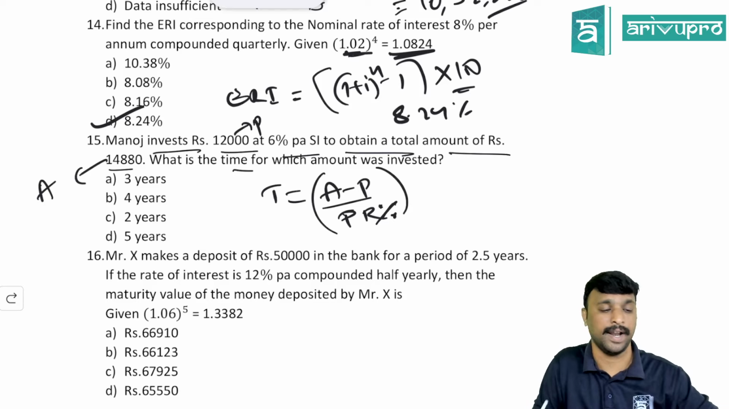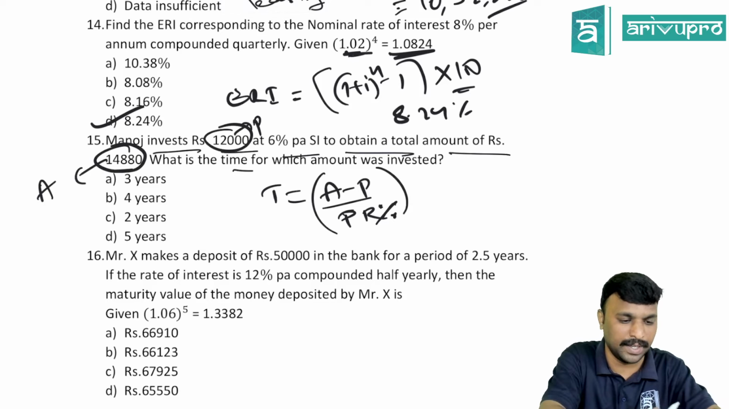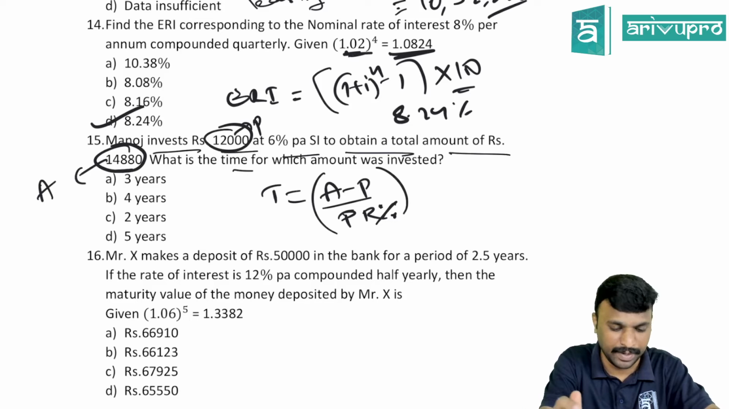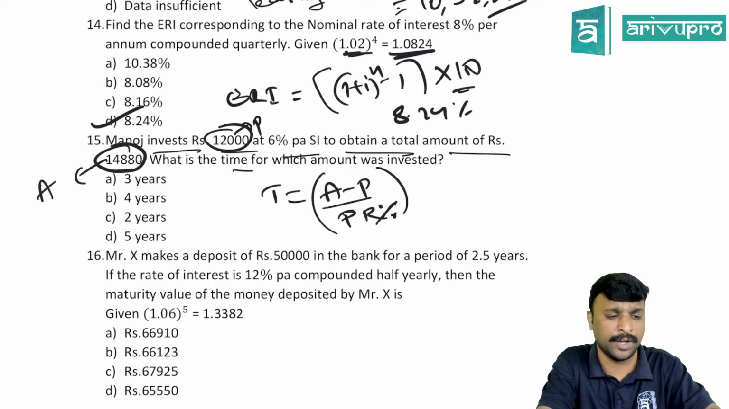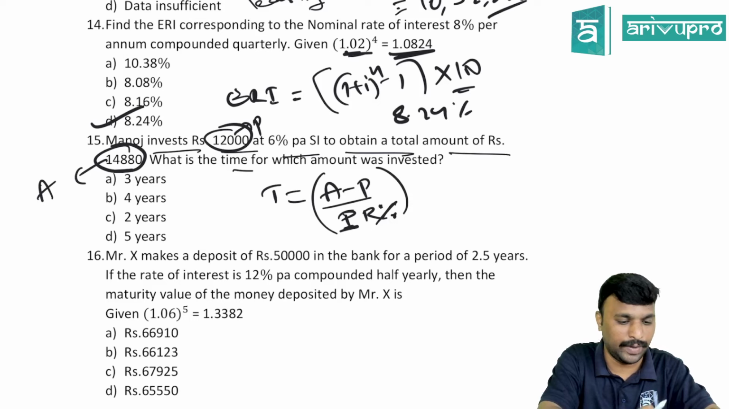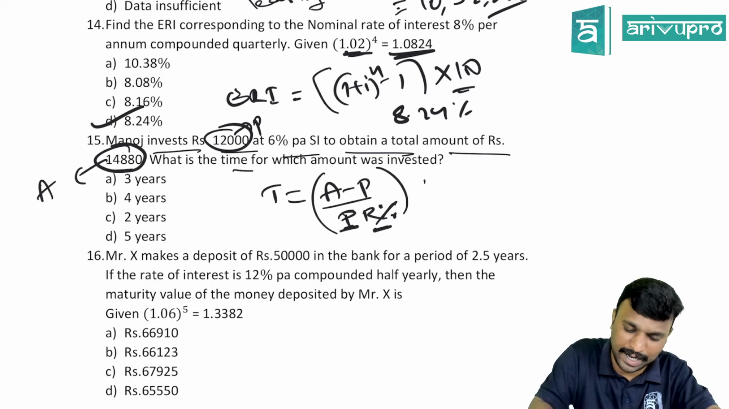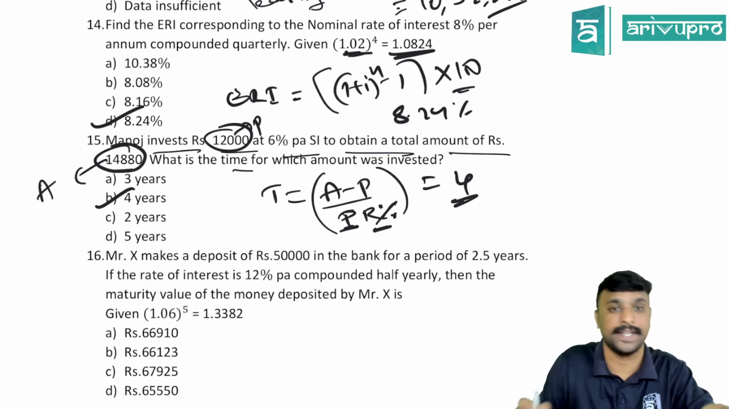So guys, what is A minus P? A is 14,880 and P is 12,000. Difference is what? 2,880. Clear? 14,880 minus 12,000 is 2,880, divided by P value 12,000. Then what you do? Again divide. What is R? R value is 6%. Type 6, press the percentage button now. So you get the value as 4. So 4 years is the answer.